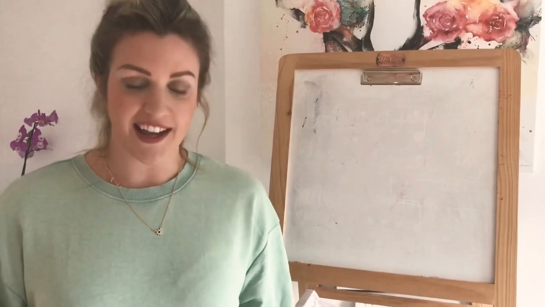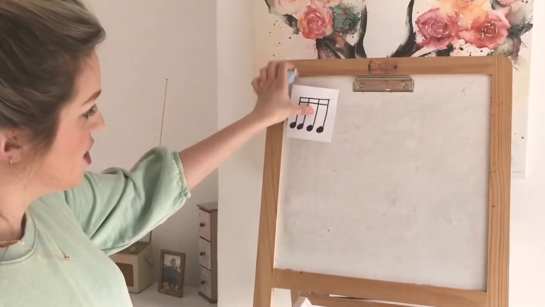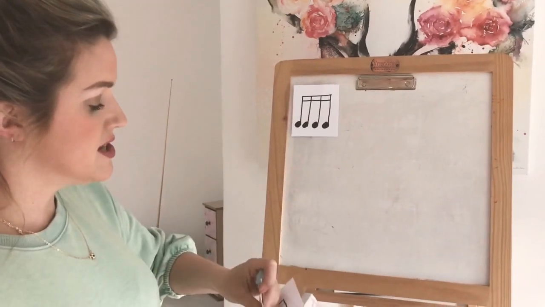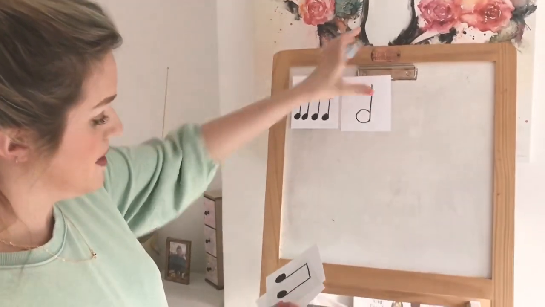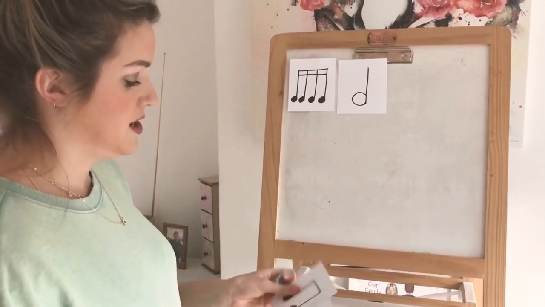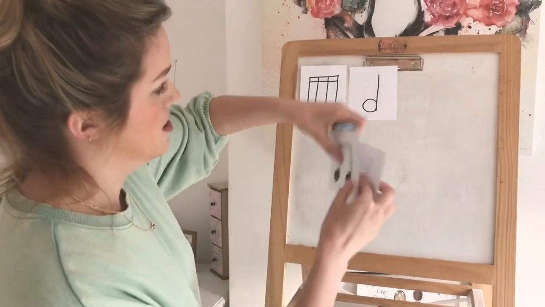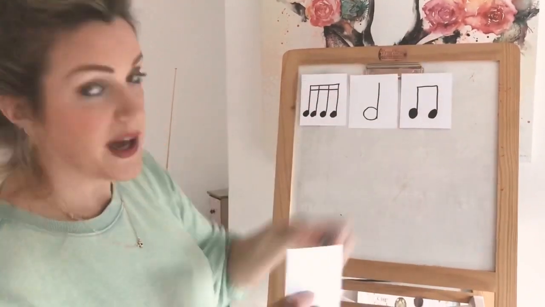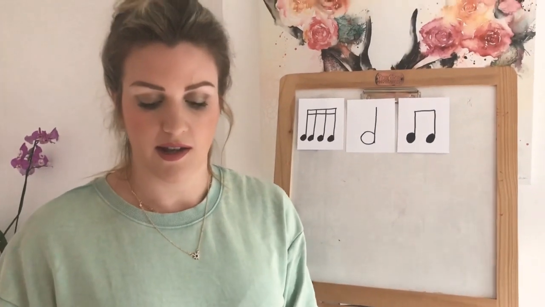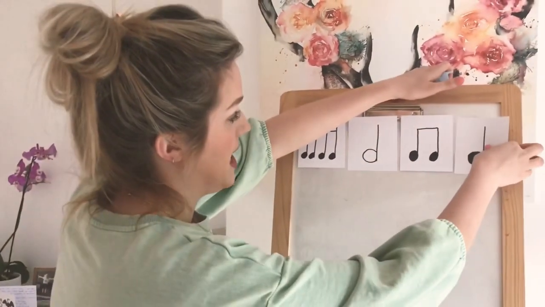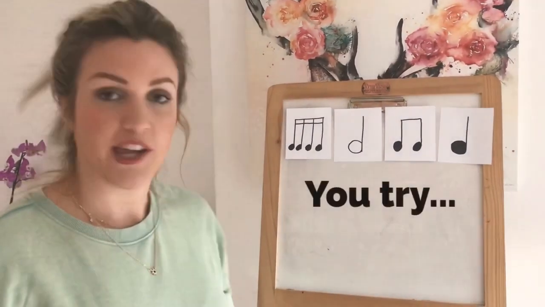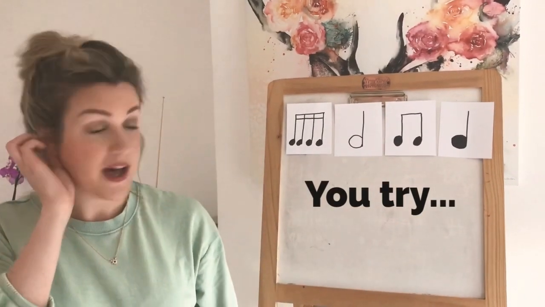As an extra challenge, you can just write the note values on the cards. So we've got semiquavers, a minim, 2 quavers, and a crotchet. And you can try clapping these rhythms as well.